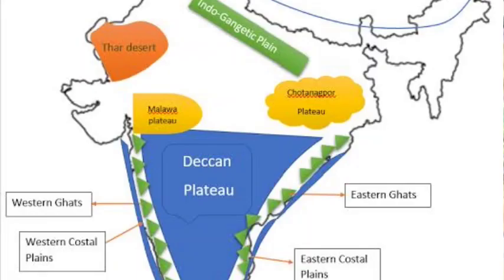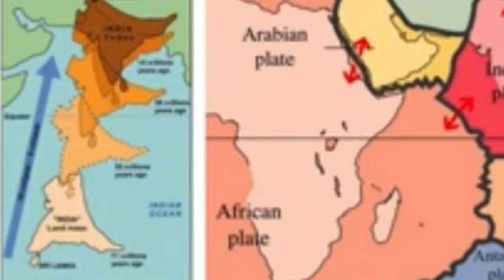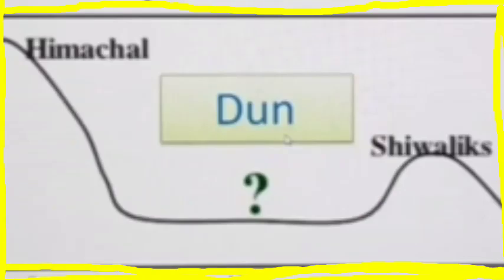Let us discuss some important points regarding this first lesson, India relief features. Meghalaya Plateau is also known as Shillong Plateau. It is located in Meghalaya state. The highest rainfall occurs in Meghalaya state only. India moves towards which direction? Yes, north-eastern direction. What are Duns? Duns are the valleys lying between the Himachal ranges and Shivaliks, the lesser Himalayas and outer Himalayas.